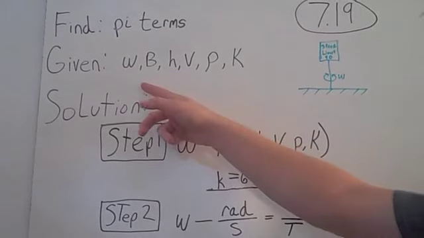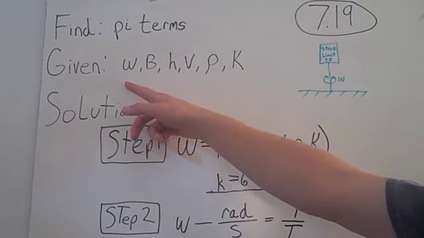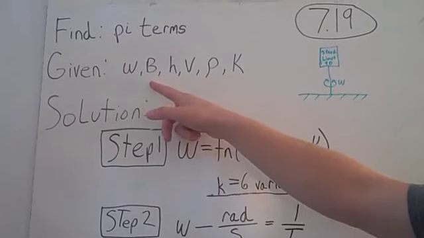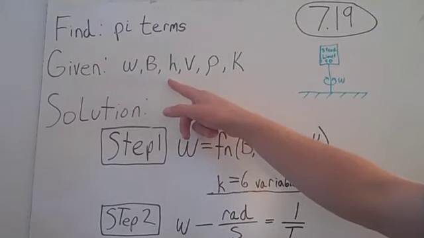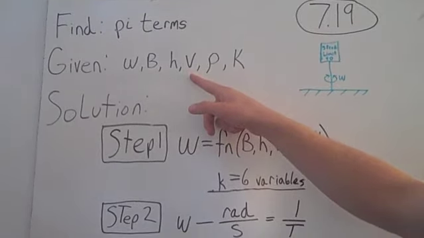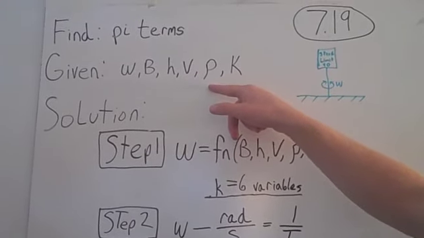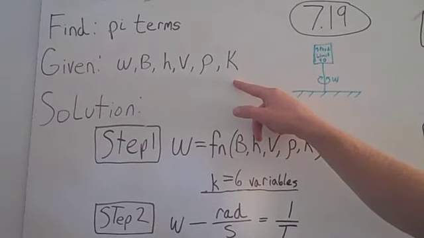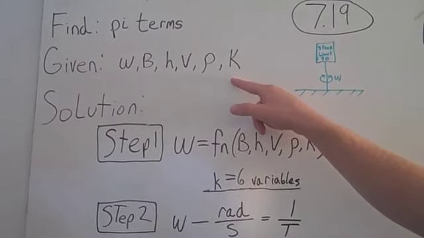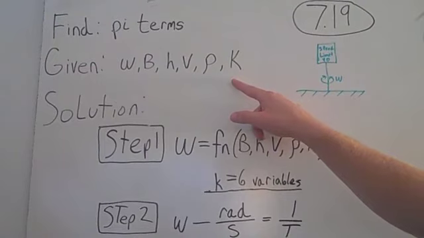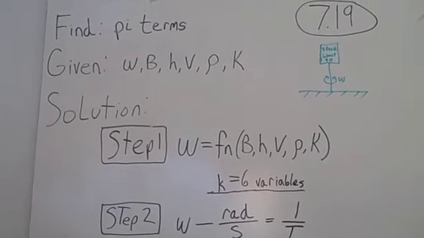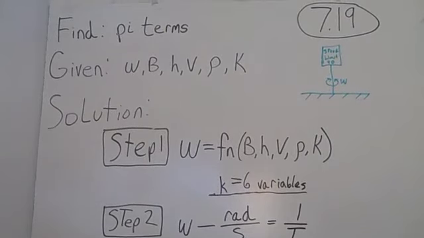The given variables are omega, which is the frequency the sign oscillates, b, which is the sign width, h, which is the sign height, v, which is the wind velocity, rho, which is the air density, and k, which is an elastic constant, which was given in the problem to have dimensions of force times length. For the solution, we tediously followed Professor Troy's set of steps.